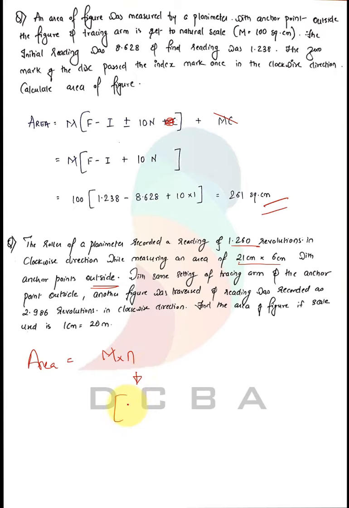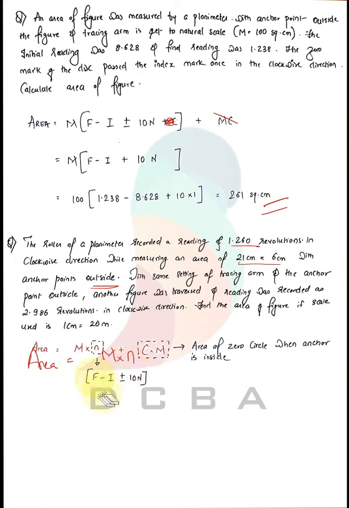This n we used to expand as final minus initial plus minus 10n, right? But instead of giving us the final reading, the initial reading and the number of times zero passes the disk, they have directly given us the revolutions, how many revolutions the wheel of the planimeter takes. And the area is obviously 21 by 6, so we don't need any instrument to find that area. It is pure mathematics, right? So 21, and I'll just delete this.